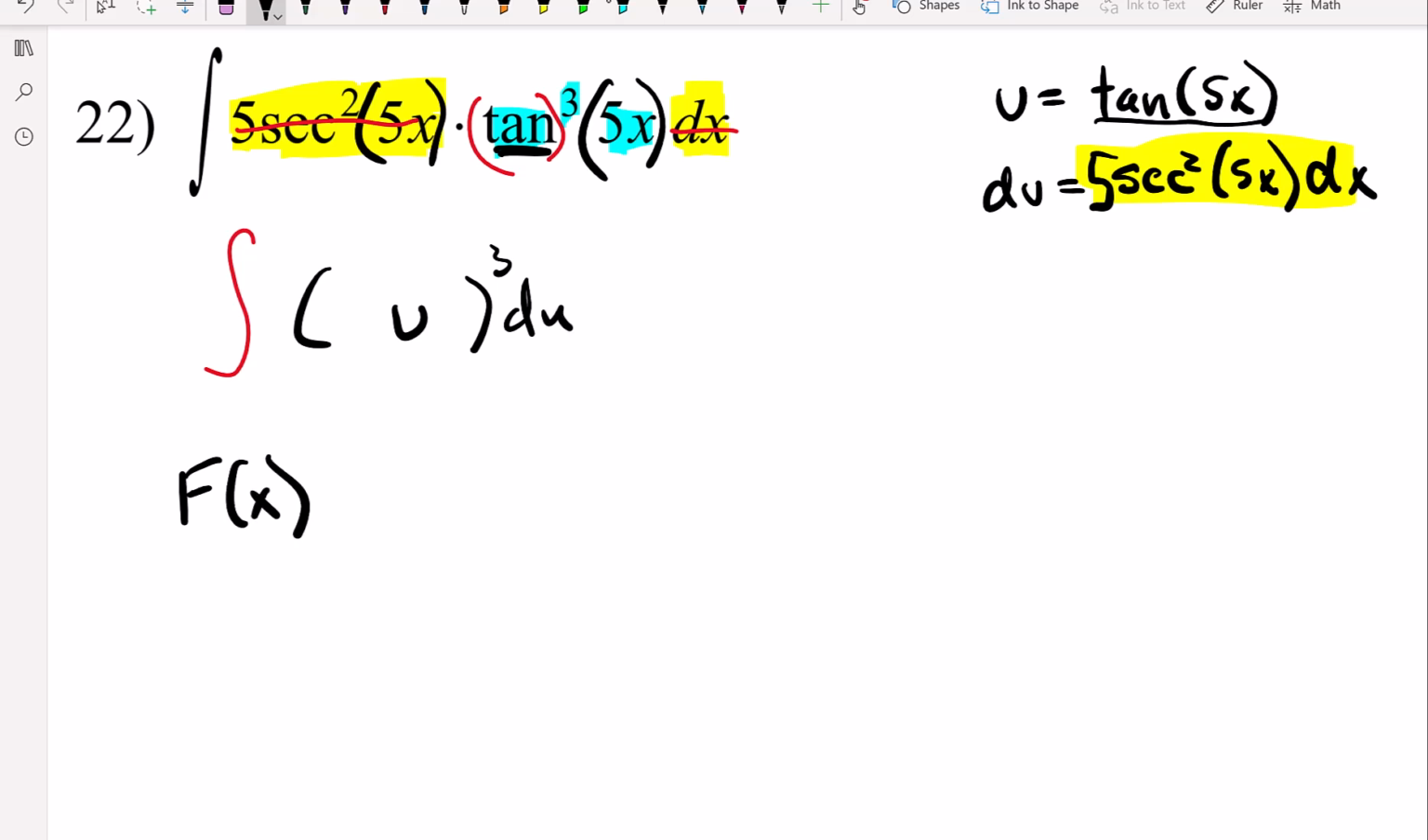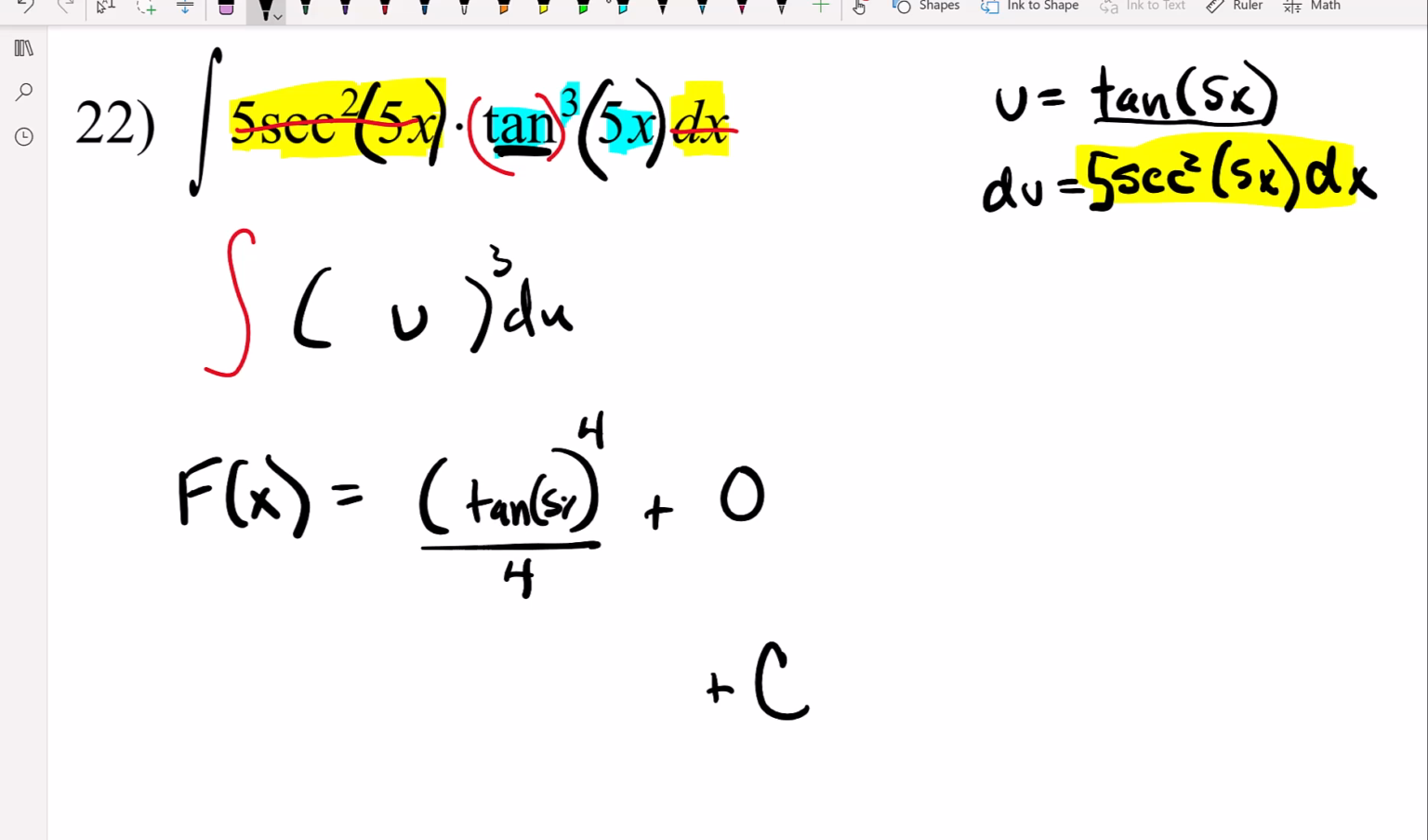So to unwind this u cubed, you're going to add 1 to 3. You're going to divide that number by 4. Put plus 0, because the antiderivative of 0 is the constant c. And then inside here, so that's what we have. And the way that it's more commonly seen would be written like that.